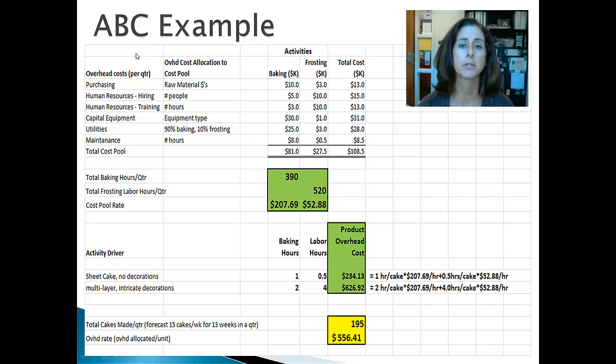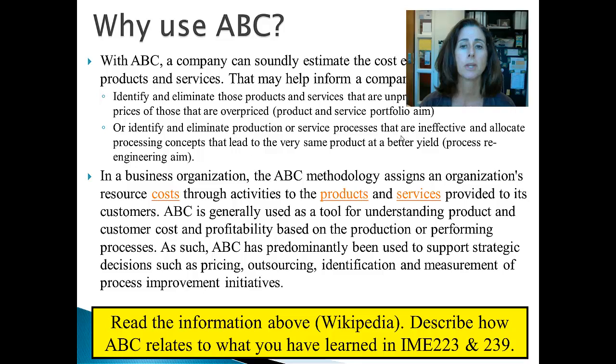We closed out Part 2 by going over this example where we had two activity pools, baking and frosting. We directed the overhead or indirect costs into the activity pool based on how those costs were being consumed or used by the activity. We then developed the activity rates, the rate per cost pool, and then we developed product costs based on how much of that activity the product used. So you can spend some time looking this over on your own as well.